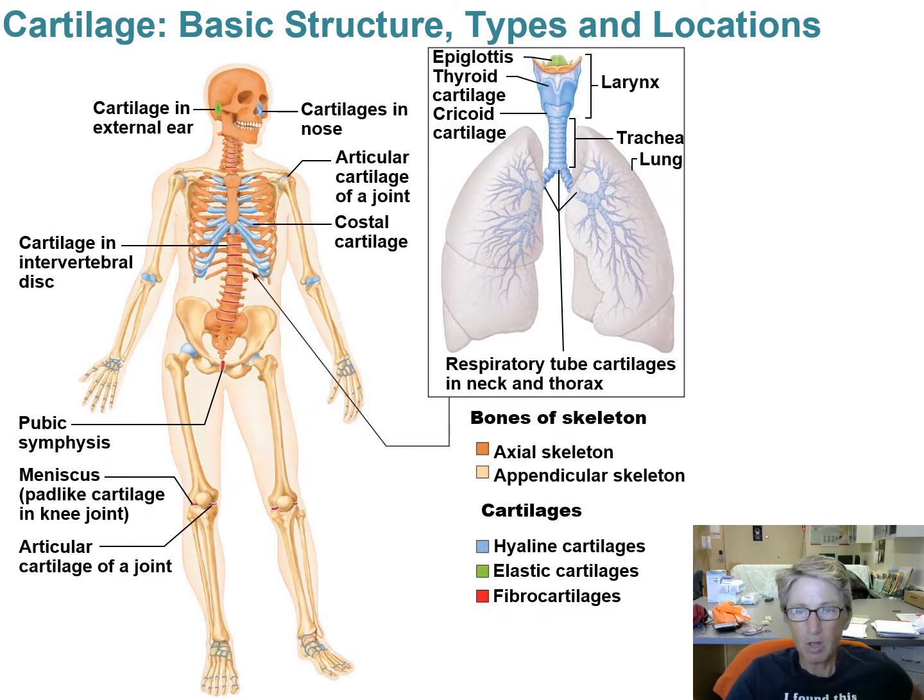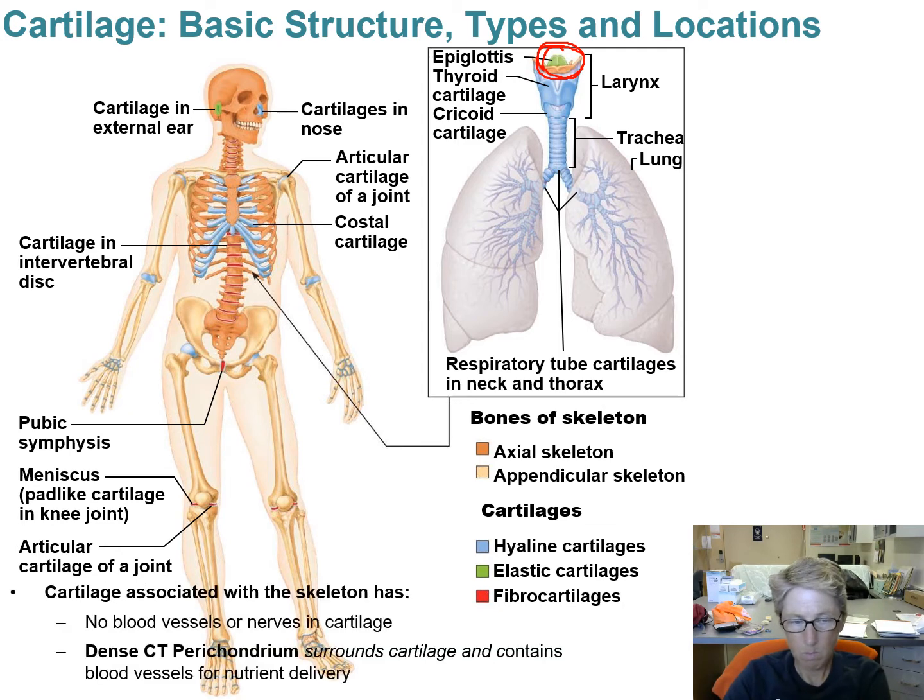And here's a cartoon that just kind of puts it all together. This shows, actually, here's the epiglottis. Remember, it's that piece of cartilage that moves over the glottis, and the glottis is in the trachea. So cartilage that's associated with the skeleton has no blood vessels and no nerves. So if you are cartilage and you are associated with the skeleton, as shown in this cartoon, you don't have any blood vessels and there's no nerves associated with you.